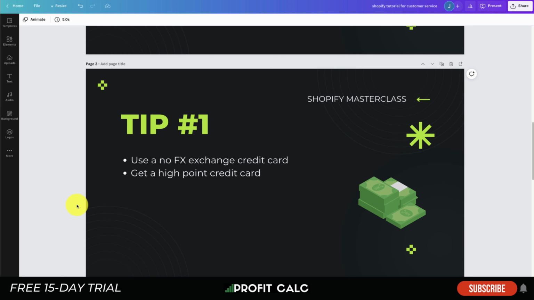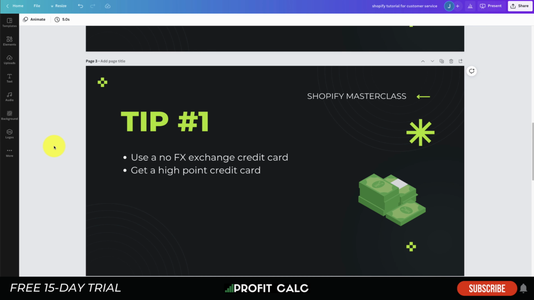The second one is to get a high point credit card. If you're not able to get a no FX credit card, make sure you're getting one that has a lot of points to simply offset the amount you're paying. I know American Express has some good options here. They have a charge card that I had used previously that had Express points. It was easy to apply to, and with these points, you get a lot of items.